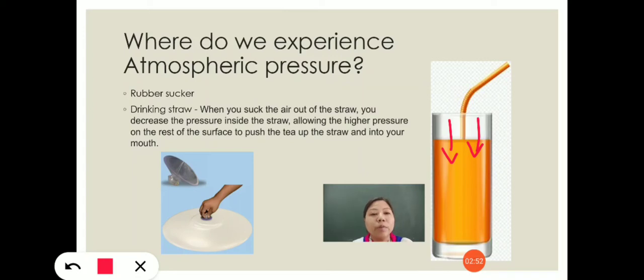As the atmospheric pressure exerts force on the surface of the liquid, the liquid tends to move into the straw when you suck the juice. This is how you are able to drink juice, or water, or any type of liquid using a straw. And here, what is the principle used? It is the principle of difference in the pressure inside the straw and outside.